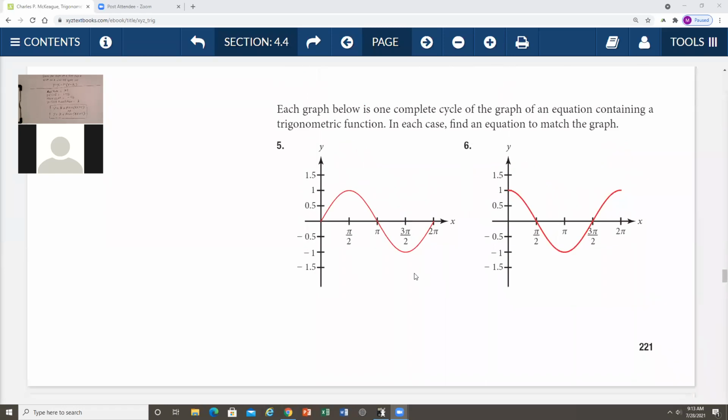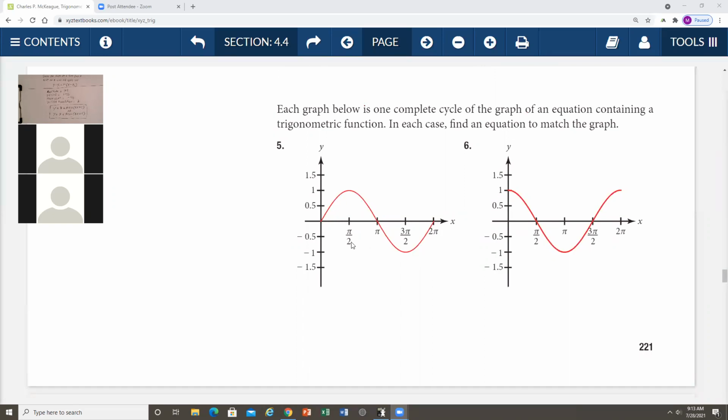Now, problems 5 and 6 are very, very simple problems to begin with. Okay, hopefully you realize they are. Ladies and gentlemen, number 5 is the graph of what basic trig function? Can we determine that just visually by looking at this? We've seen this over and over again. That's a sine. This is just a graph of y equals sine x. It's that simple.